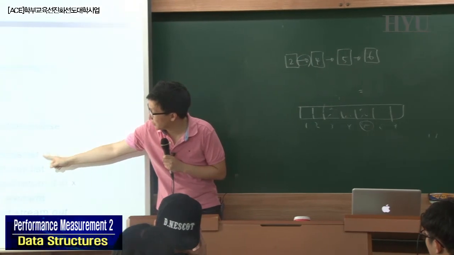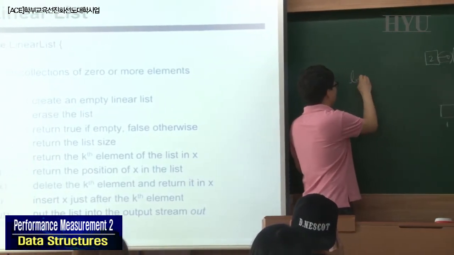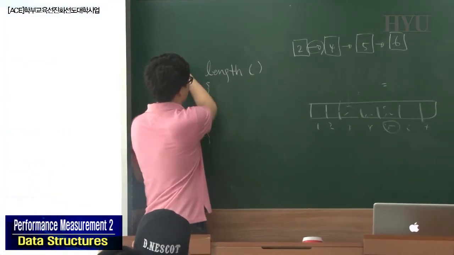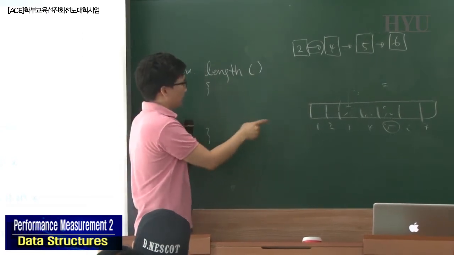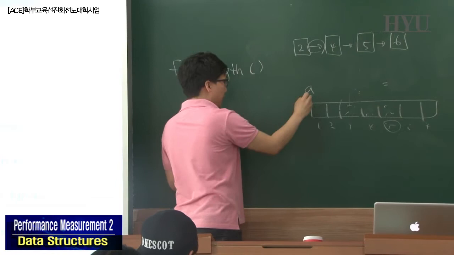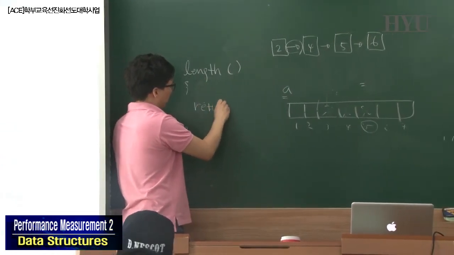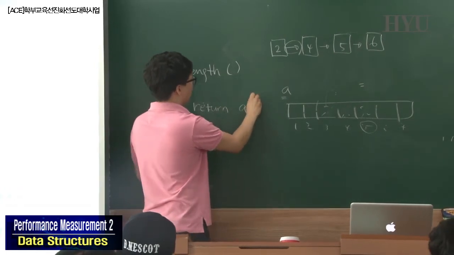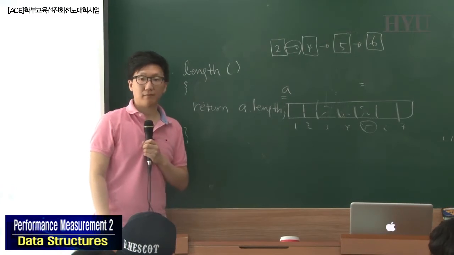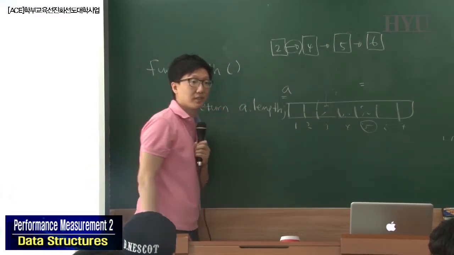This implementation was very simple. If I want to write my function length, using this array-based one, it would just return a dot length. Done. Right? Because this is array-based, an array's size comes out right from the start.